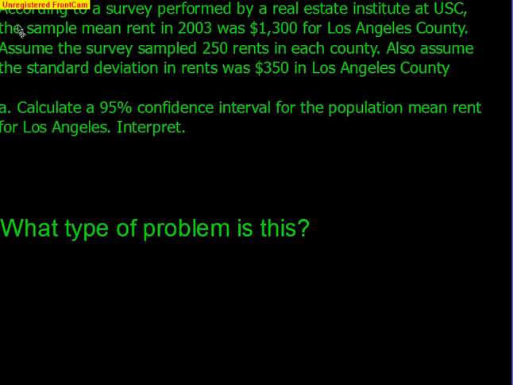And then here is your problem. I'll let you read it, but also read it to you. According to a survey performed by Real Estate Institute at USC, the sample mean rent in 2003 was $1,300 for Los Angeles County. Assume the survey sampled 250 rents in Los Angeles County, and also assume the standard deviation in rents was $350 for Los Angeles County. Calculate a 95% confidence interval for the population mean rent for Los Angeles and interpret. And the question I have really is, what type of problem is this?